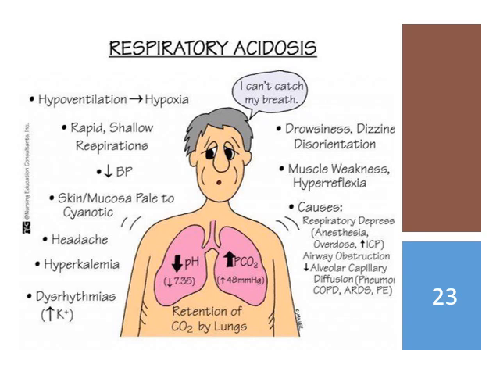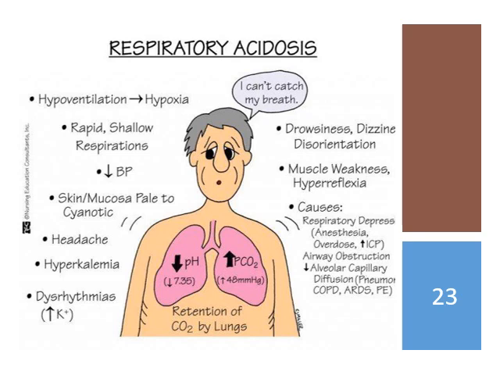They're retaining CO2. Look at their lungs. It's up and their pH is down. So it's acidosis. Rapid shallow respirations, low blood pressure, skin and mucosa pale to cyanotic. They might have a headache. They might be hyperkalemic. If they have that elevated potassium, they could have dysrhythmias.